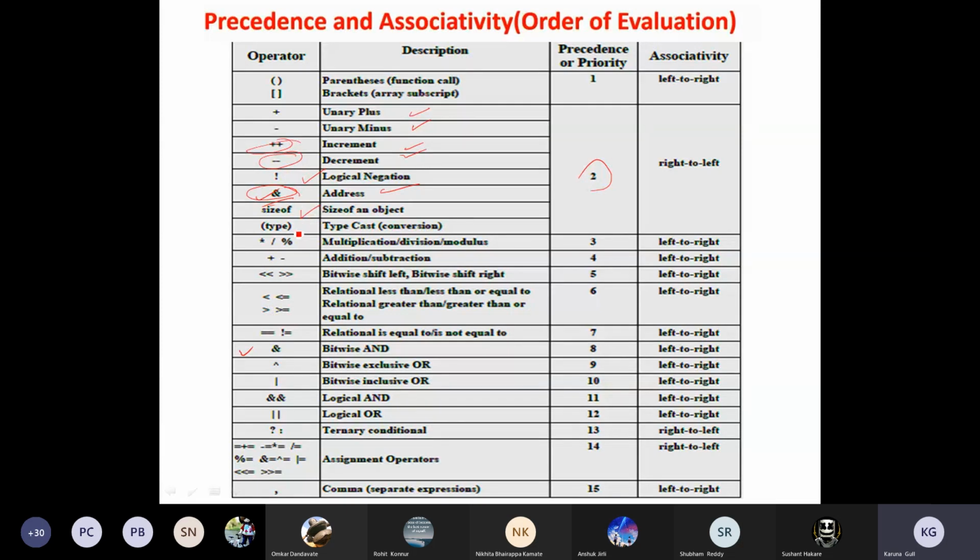Then you have sizeof and type, which you studied in typecasting. These are all given the second priority. So if these come inside the expression, they have to be evaluated first before you proceed with the other operations.